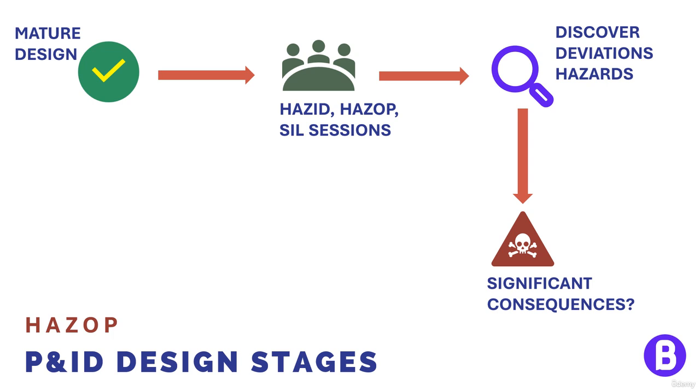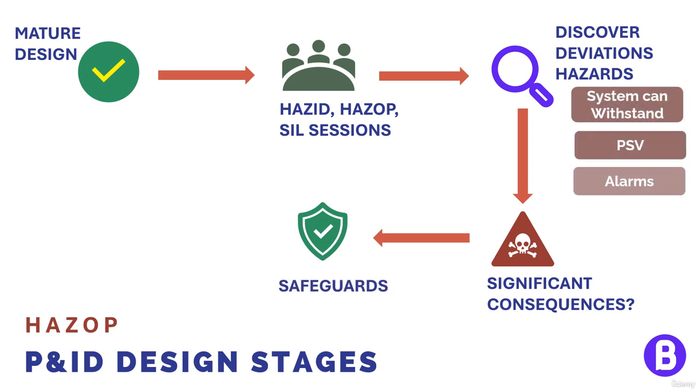So in this case, the team shall analyze how the P&ID, or generally the design, is protecting the system from these deviations. These safeguards can be equipment design pressure or alarms or shutdown actions or pressure safety valves, etc. Or it can be just some design calculation or some design consideration in the P&ID.